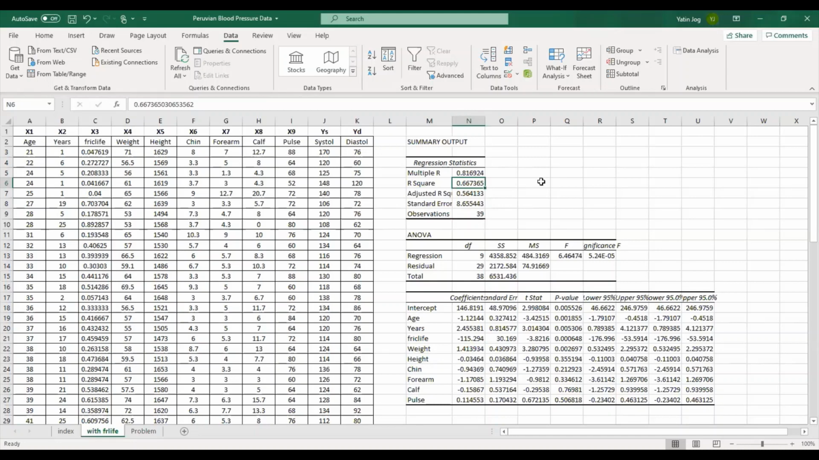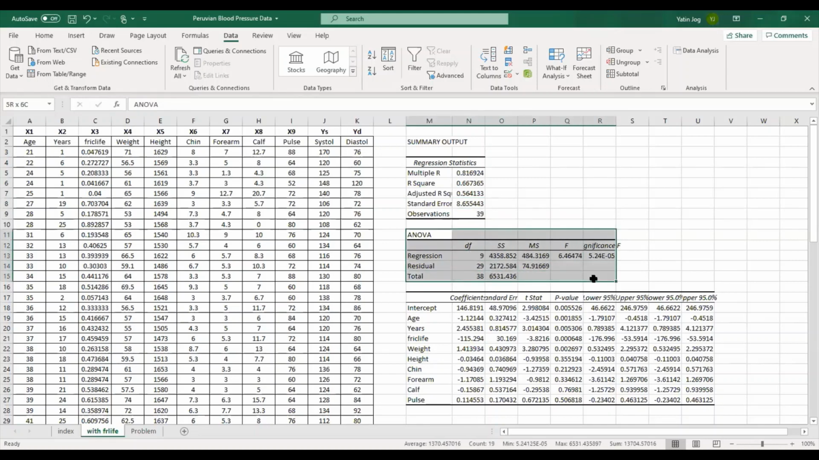I'll try to find some other model with some other combination of variables. If I can go up to 0.70, that will be better for me. But still, 0.66 is close to an acceptable value. Adjusted R square tells me 0.56, which I can say is not that close to R square because the difference is almost 10%. But because we have only one model right now, we have to accept this model as it is. Standard error is 8. That is also on the lesser side. That is okay. We don't have any problem with standard error.